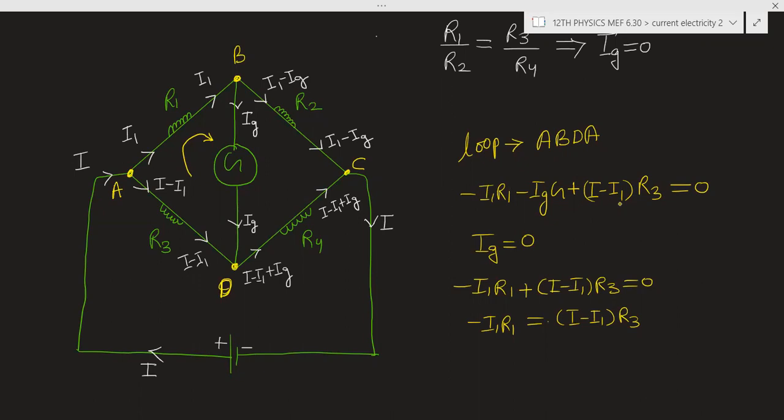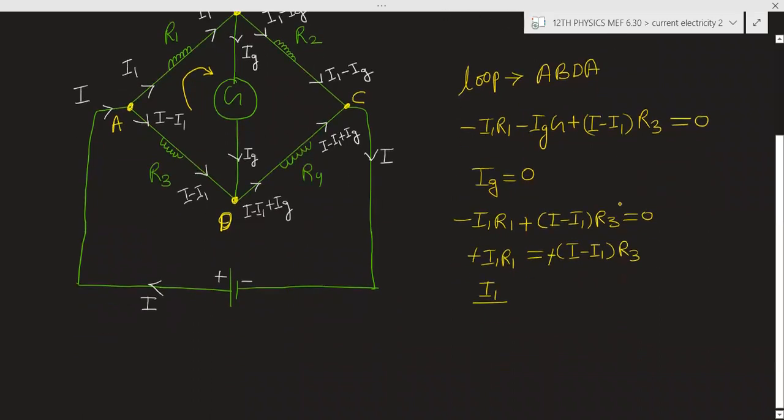So here we have to take a positive sign. Okay. So that is why this will become negative, and negative and negative will cancel out. Okay. So I will get I1 divided by (I minus I1) is equal to R3 divided by R1, and this is your equation number one.